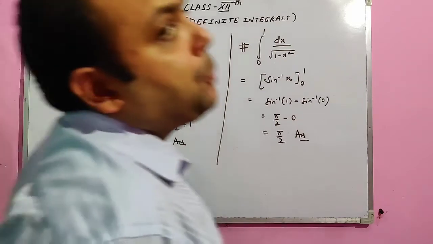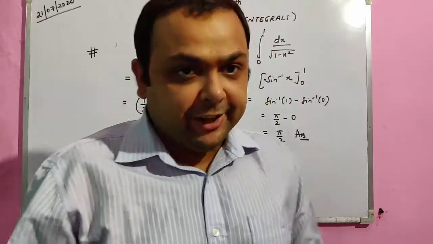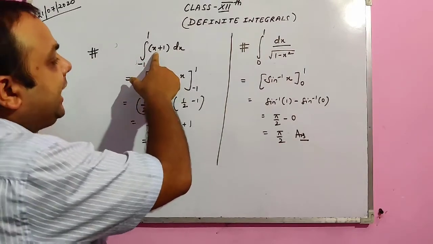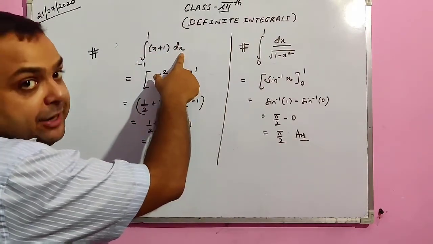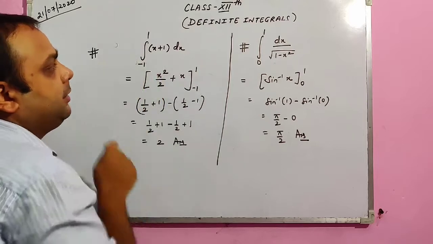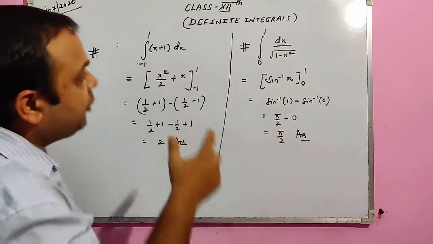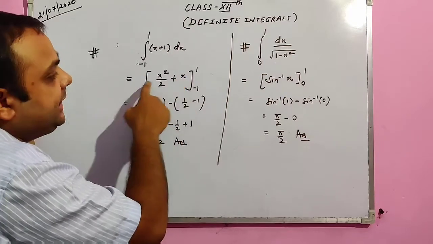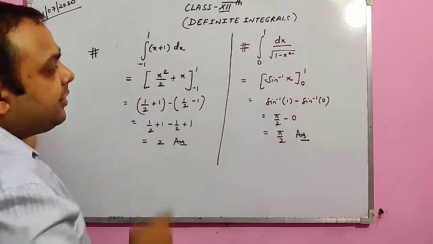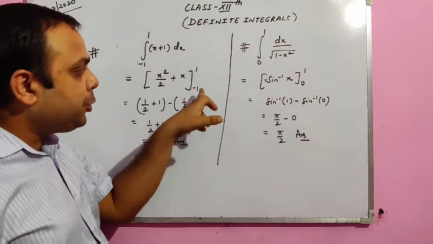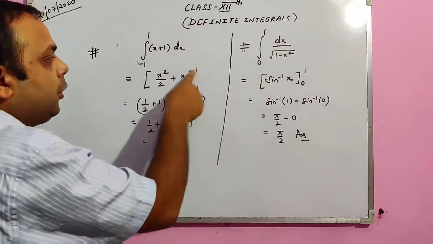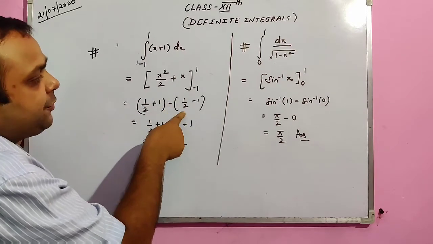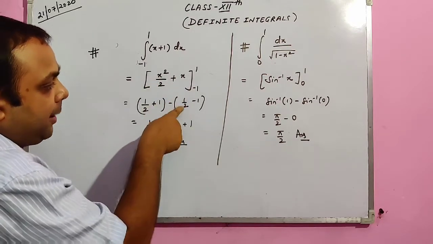Now if we see some problems based on definite integral, the number one question is integration of x plus 1 dx with range as minus 1 to 1. So first we do the integration of x, which is x square by 2, integration of 1, which is x, and then we need to put the values. First we put the upper value and then we put the lower value.